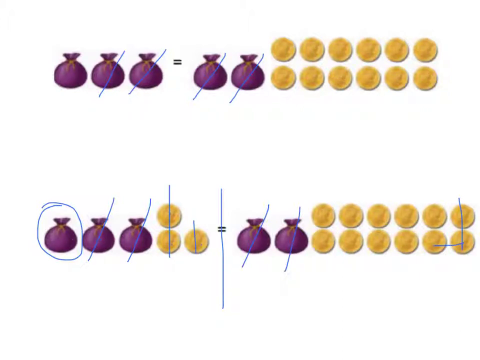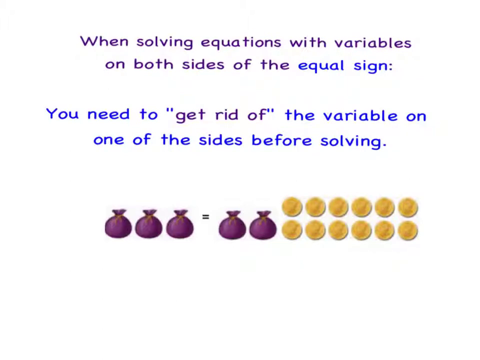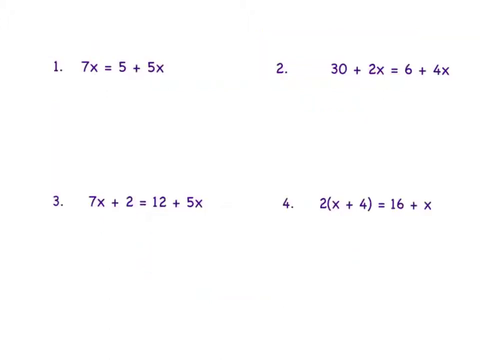So we can say that when solving equations with variables on both sides of the equal sign, the first thing you need to do is to get rid of the variables on one side before solving. So that is what we showed with this bag problem. We subtracted 2 of the bags, so it's like we're subtracting 2 unknowns. And that's what we are going to be doing to solve equations. Let's look at some examples.